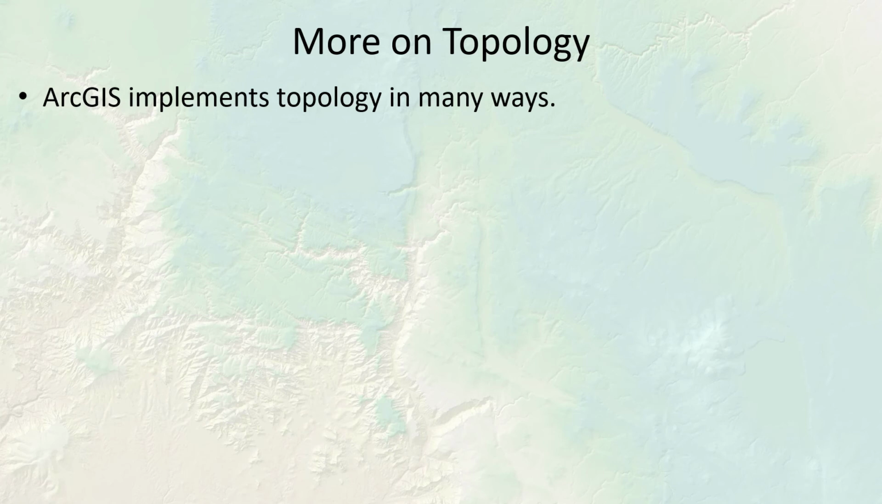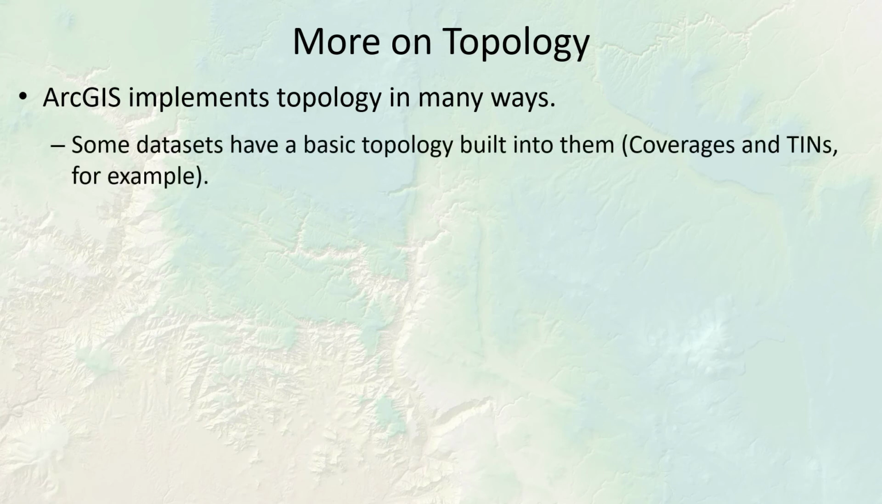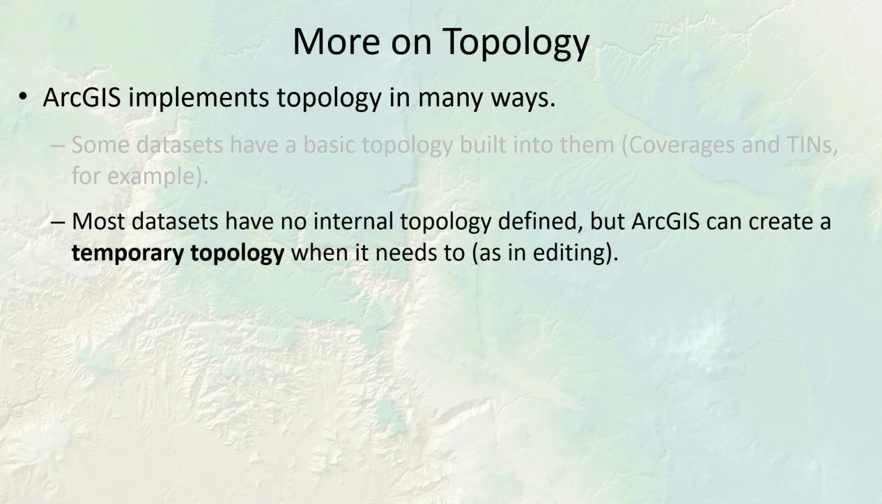Now, some data sets actually have a topology that's built right into them. Coverages and TINs, for example, have the topology embedded into the data. But most data sets don't have any internal topology defined. Like shapefiles have no internal topology. A shapefile will just show two stand polygons next to each other, and there's nothing in the data set that tells it that they share a common boundary. So when you do editing, ArcGIS just creates this temporary topology in memory.